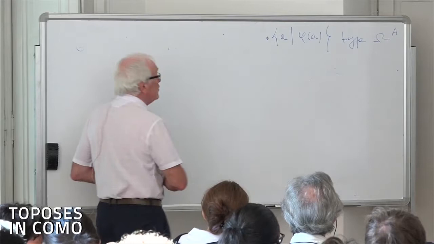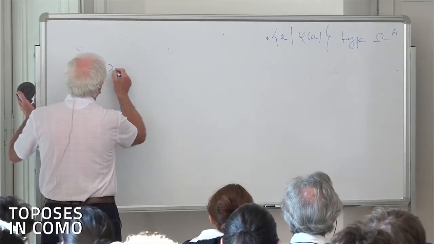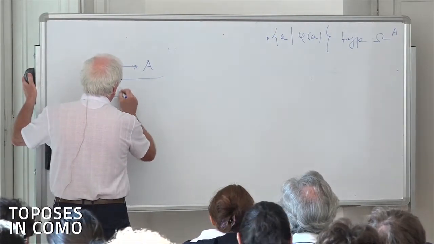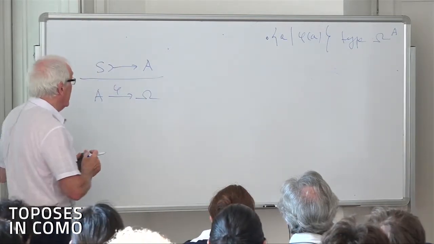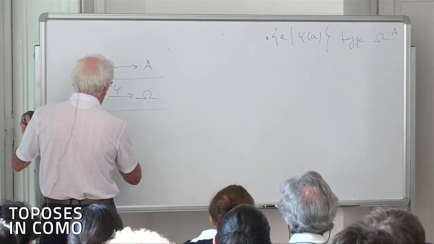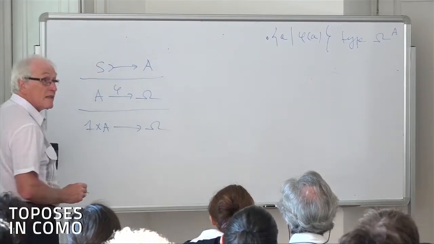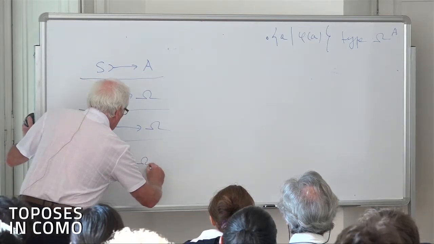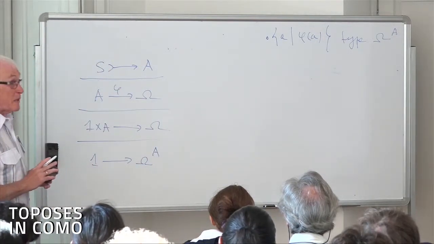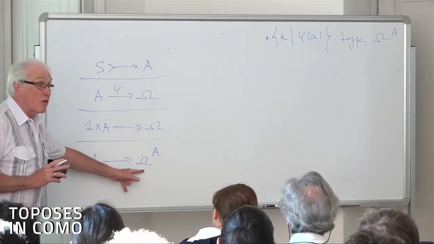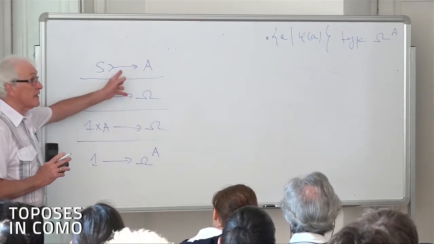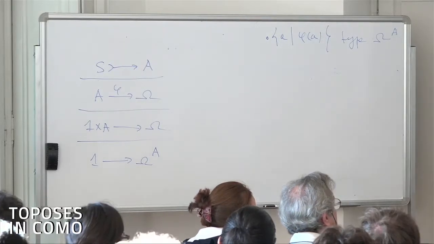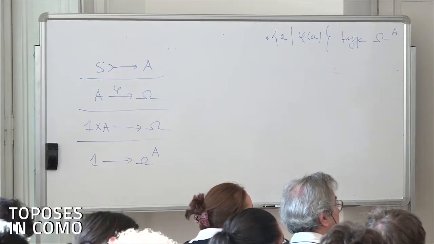So indeed, I remind you that the subobjects of A correspond bijectively with their characteristic mappings. This is the same as 1 times A to omega. This is the same by Cartesian closedness as the morphisms like that. So the constants of type omega A are exactly the subobjects of A. So I want to construct there a subobject of A. So this is the language of my topos. This is what I allow myself to write down.